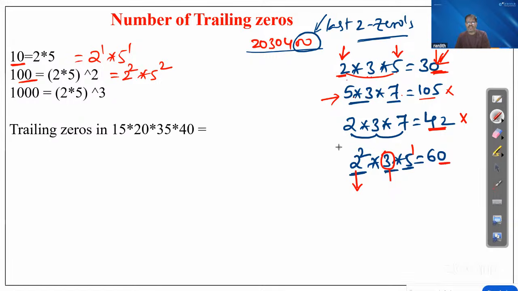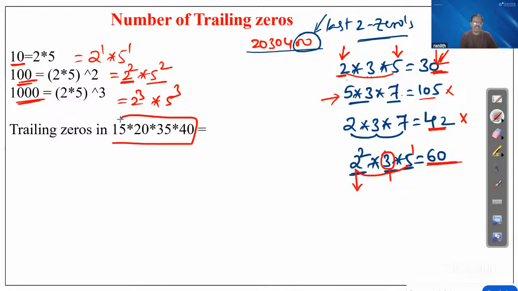So finally, what do we need to check? The power that is common to both. The common power is only 1. That is the least power in both cases. Least power in both cases will be equal to 1. Number of trailing zeros is also 1. To get 2 zeros, the power of 2 will be 2 and the power of 5 is also 2. And next, for 3 zeros, the power of 2 will be 3 and also the power of 5 will be 3. So that is the number of trailing zeros in the given multiplication.